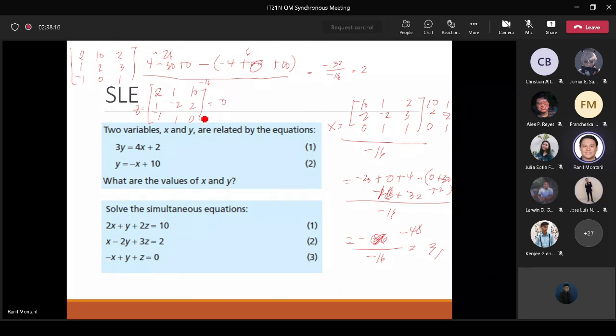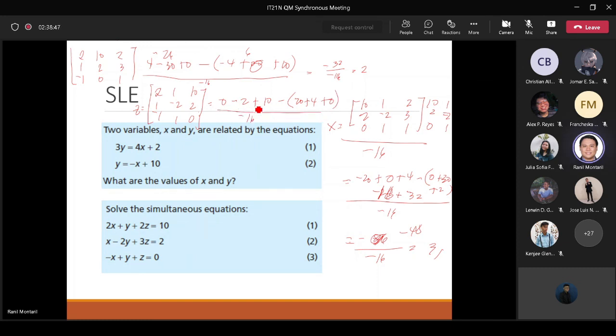0, 1, 2, negative 1 is minus 2. 10, 1, 1 is plus 10. Minus ng pataas, negative 1 times negative 2, positive 2 times 10, 20. Minus 1, 2, 2, 4 plus 0. Yan. Divided by negative 16.